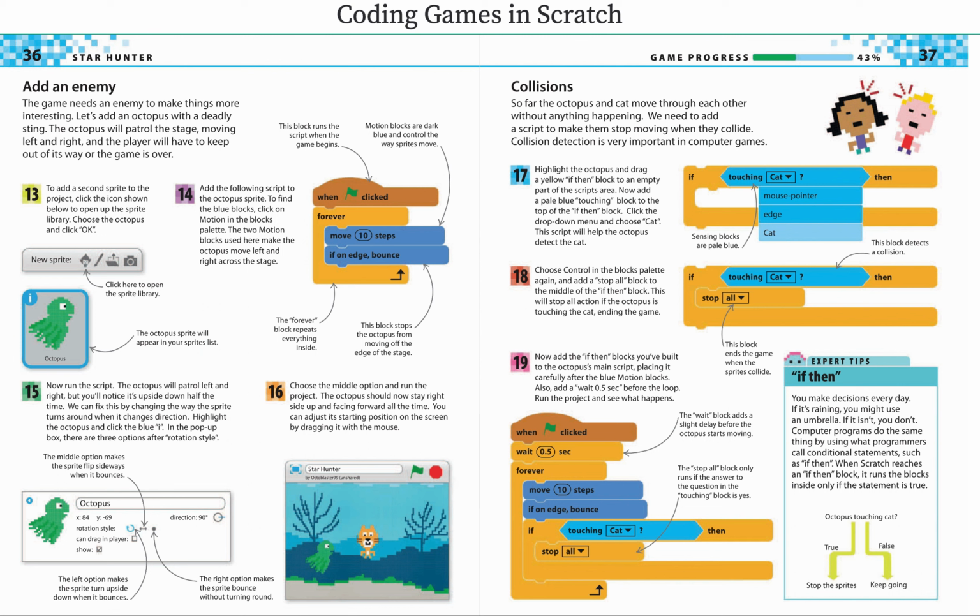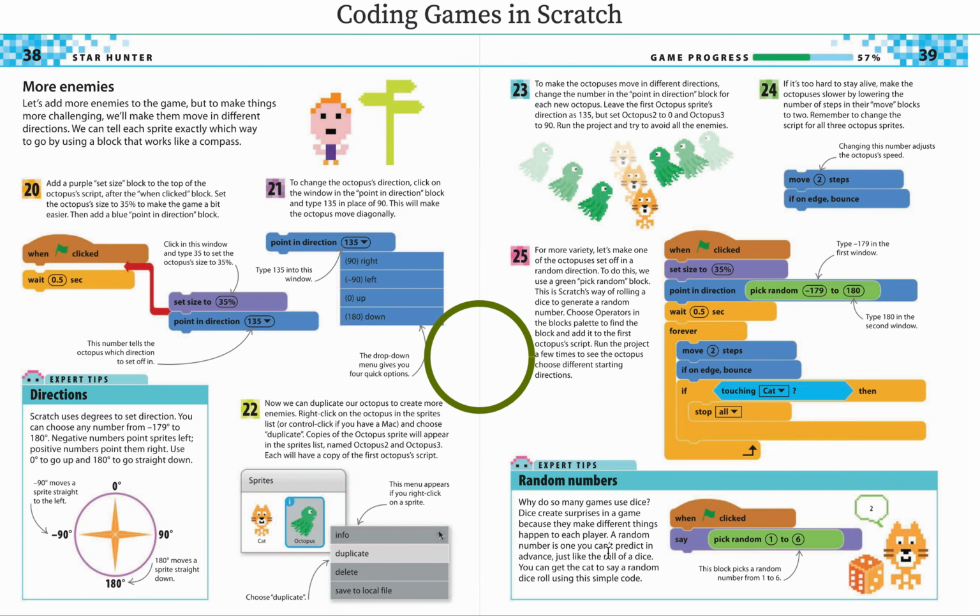Then here is the collisions. You can do something like if something is touching the cat, then you're out. Stop all is the way to get out of it. So you would stop all. When the play button is clicked, you would wait for 5 seconds and then put a forever loop here, as you can see. Then you would move 10 steps. If on the edge, bounce. If you're touching the cat, then also you stop. That means you touched and you banged into it, right? So that's basically the game.